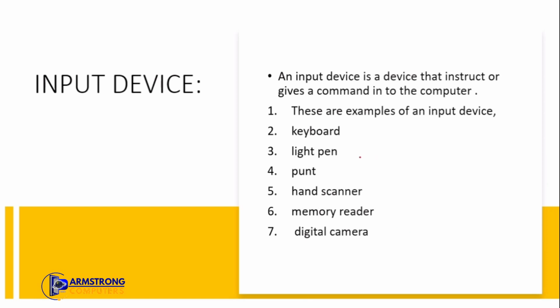We have the keyboard. We also have the light pen. If you don't know the light pen, you can Google it. I wanted to put the image there, but you can Google it and find out. The light pen is used to write directly on the screen. So we also have the hand scanner, the memory reader, and the digital camera.